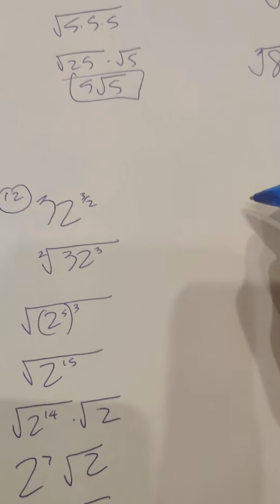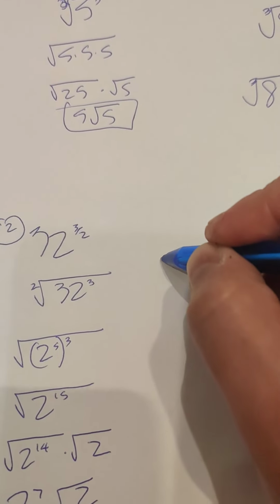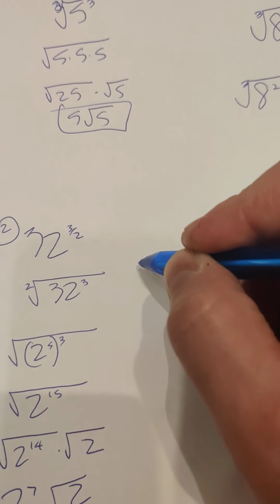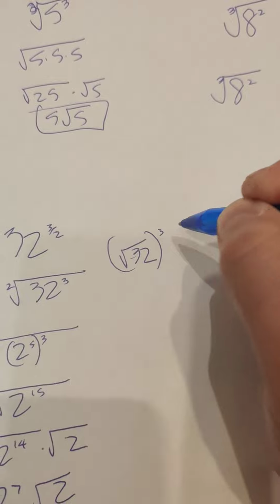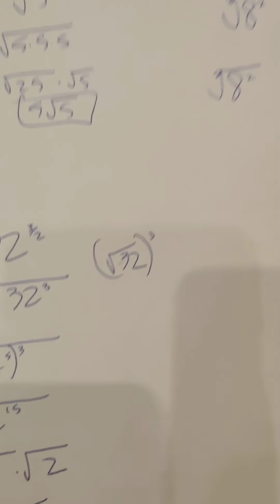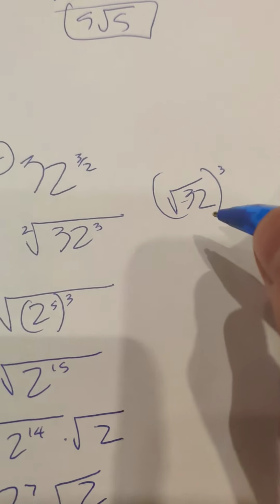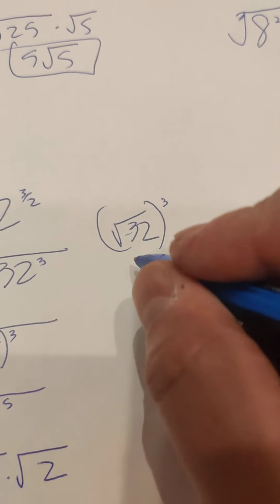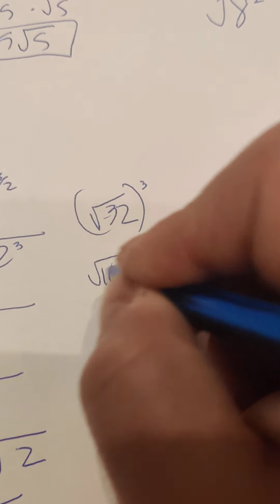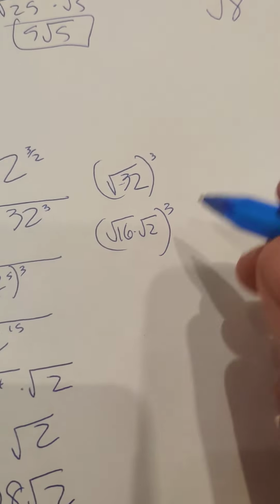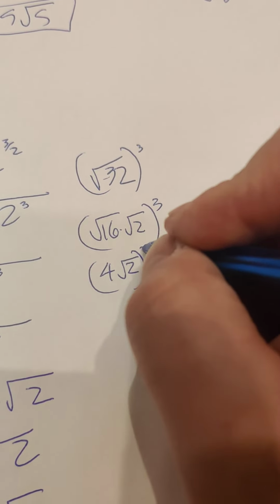Another way to do this, I think I saw them do this for you: you could have the square root of 32 to the third. It doesn't matter the order that you do it in. The same with all these other ones. I could have done it that other way. But going with this, the square root of 32 is the square root of 16 times the square root of 2, to the third. So that's 4 radical 2 to the third.